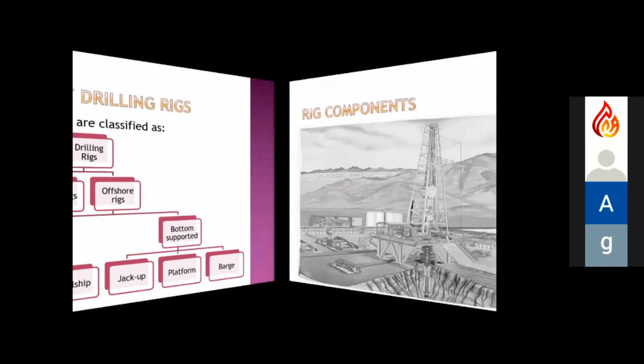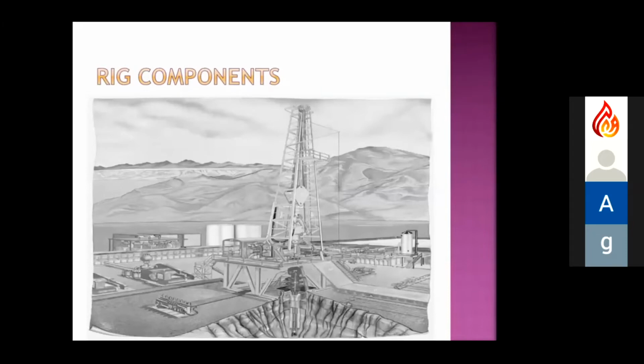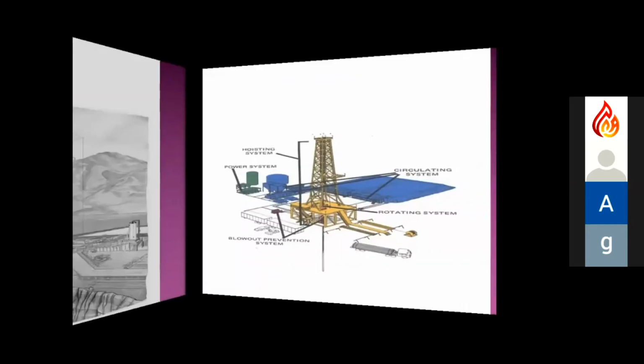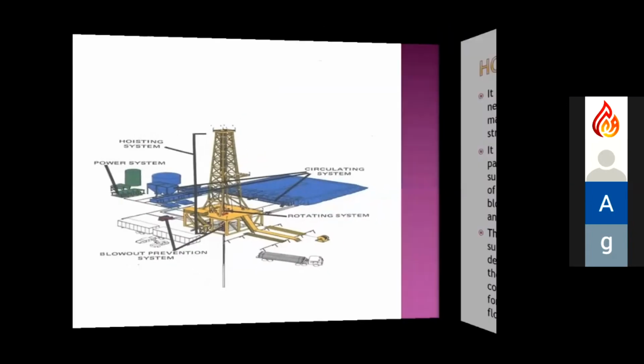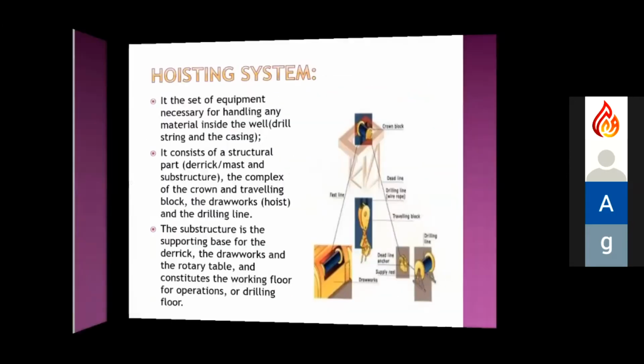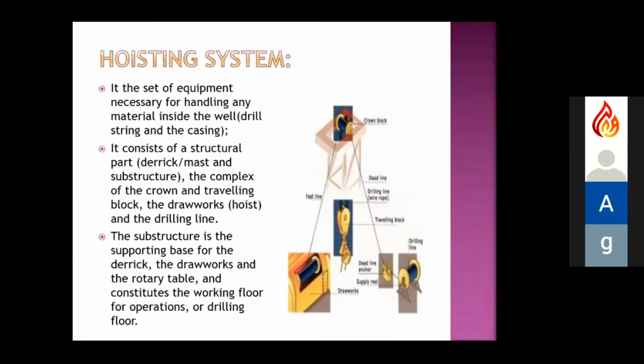Rig components. Here is a rig, and we're talking about the component systems. We have the circulating system, hoisting system, power system, rotating system, and blowout prevention system. Okay, we're talking about the hoisting system here. The hoisting system consists of the crown block, the dead line, drilling line, fast line, traveling block, and drawworks.